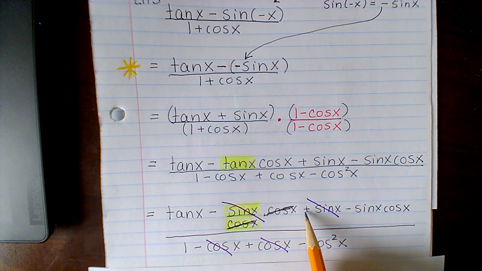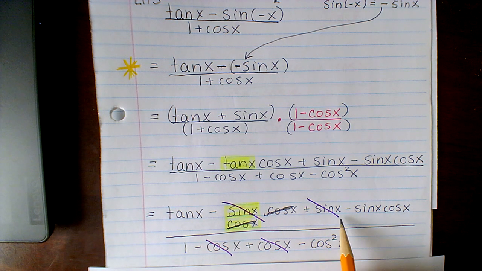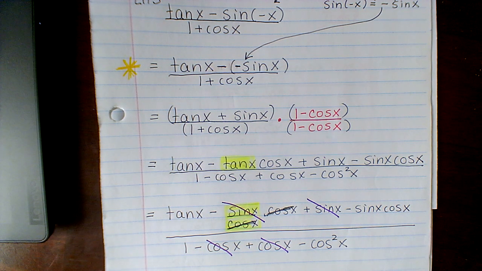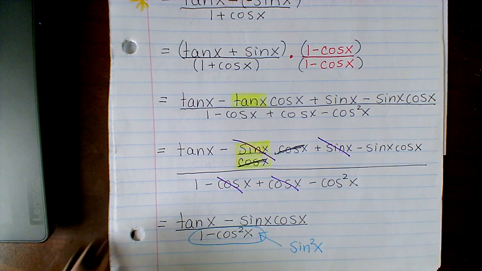Well, now I've got a minus sign and a plus sign. Those will zero off. So this became 1 when they canceled, and then this is minus plus, which is 0. Down here, I've got the same situation of a minus and a plus, so those zero off. That gives me tangent minus sine cosine over 1 minus cosine squared x.